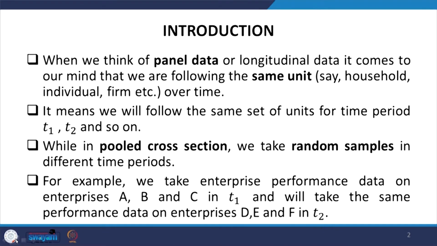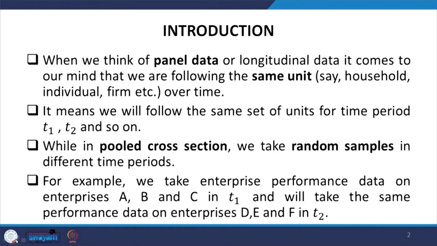When we think of panel or longitudinal data, it comes to our mind that we follow the same unit which gets repeated in different time periods. This means that we follow the same set of units of observation over time, maybe T1 period, T2 period and so on. While we discuss the pooled cross section, we take random samples in different time periods. So, our samples are completely random, not repeated.